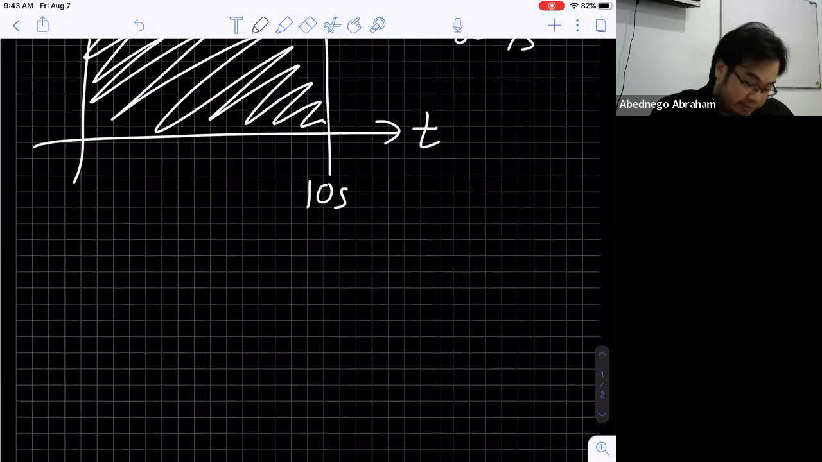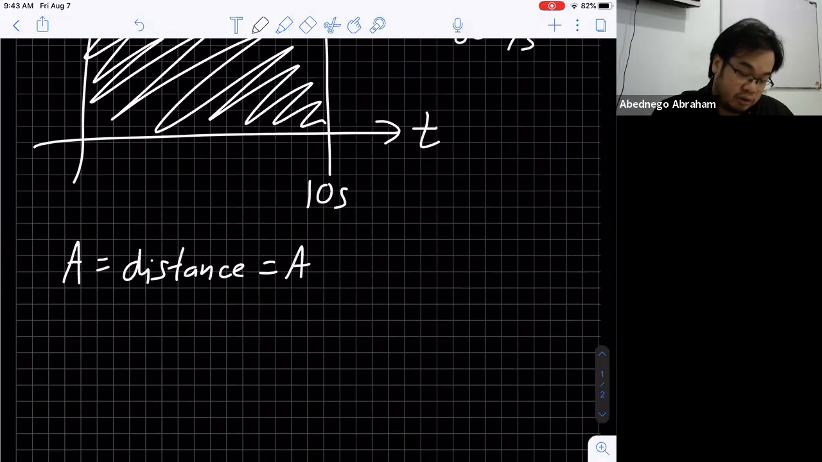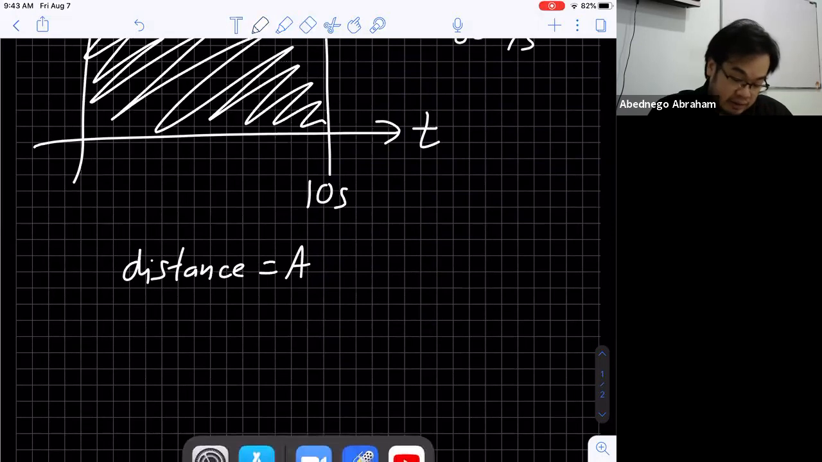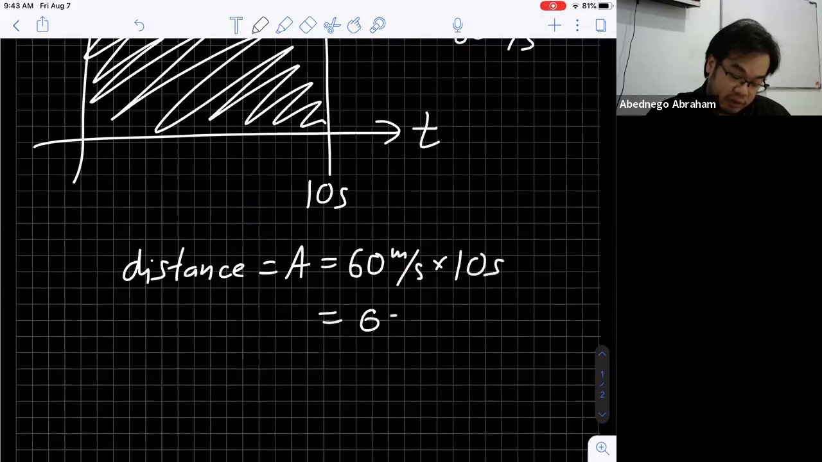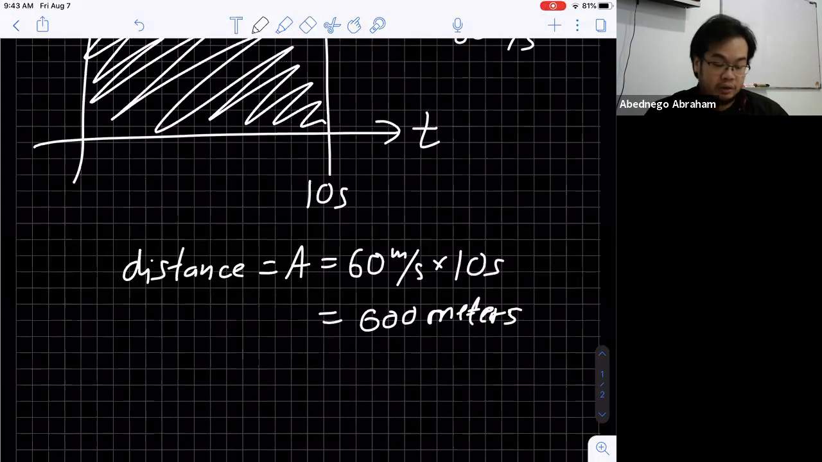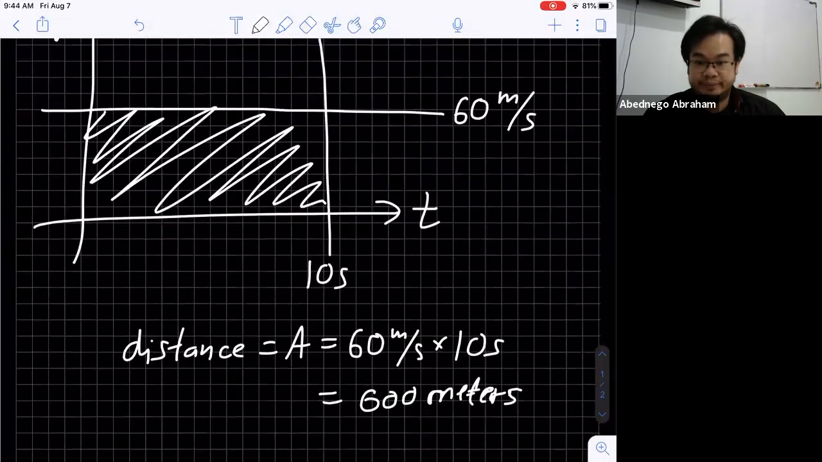So the area, which is equal to the distance, I'm sorry, the area is supposed to be on the left. The distance, which is equal to the area, in this case, is equal to 60 meters per second times 10 seconds, which is 600 meters. Okay, so you have learned this one before.